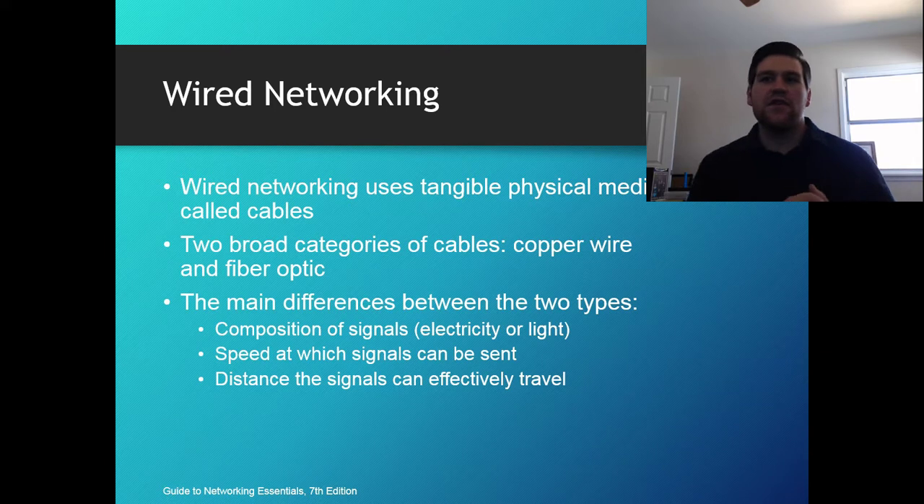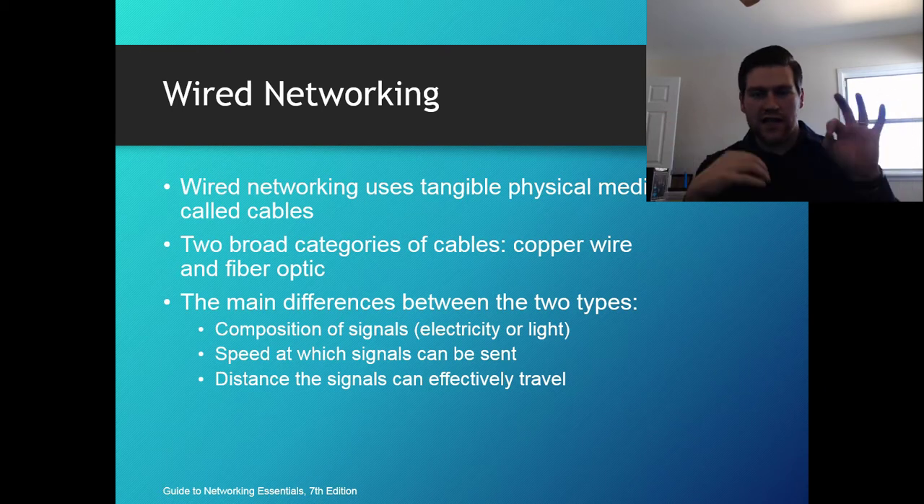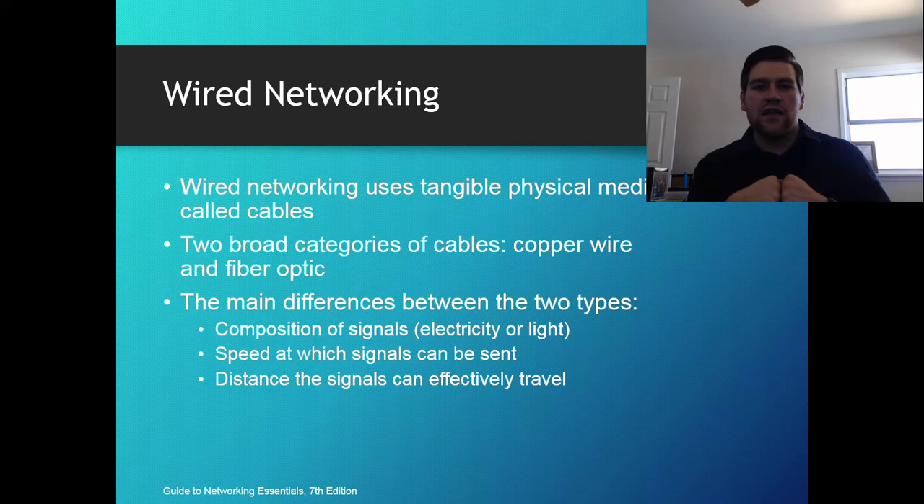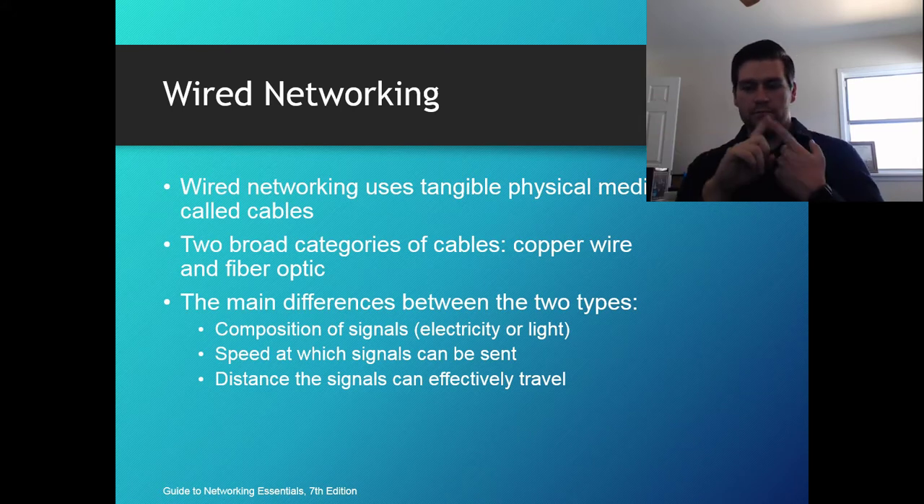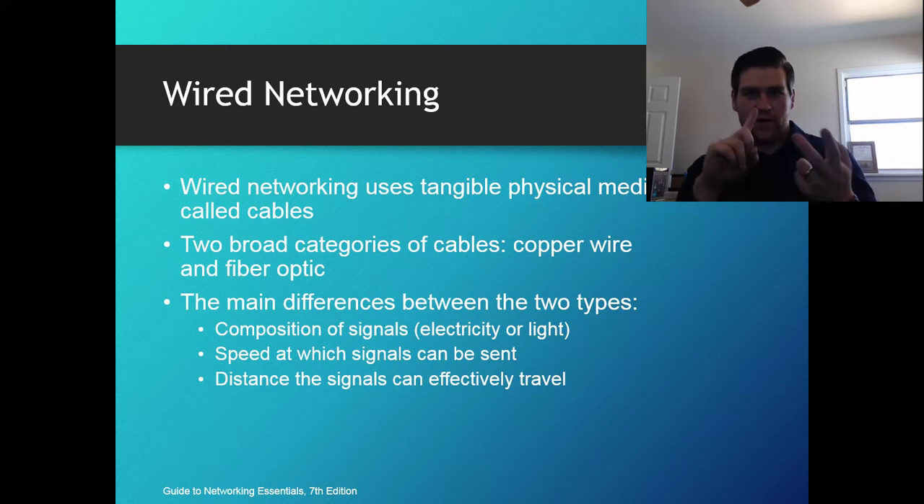So, again, the main difference between the two types is the composition of the medium itself, glass fiber strands in the cable rather than copper wires, and the composition of the signals. So that would be electricity or light. And a couple of other differences between copper and fiber optic, and the reason why fiber optic is gaining in popularity: signals can travel a lot further, a lot faster.